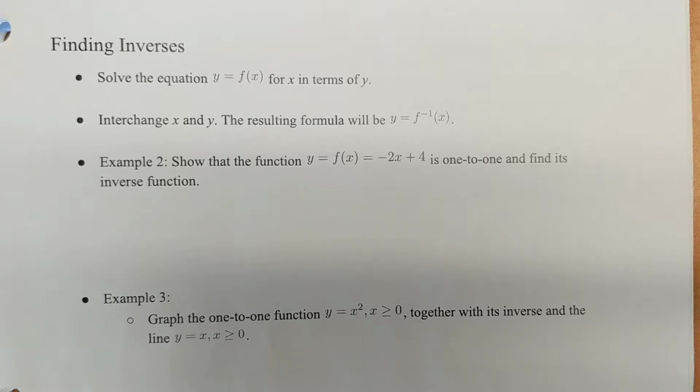So first step, you solve the equation y equals f of x for x in terms of y, and then you interchange x and y, and then resolve. So the resulting function, y equals f inverse of x, is the inverse. So example 2 here: show that the function y equals f of x equals negative 2x plus 4 is one-to-one, and then find its inverse.